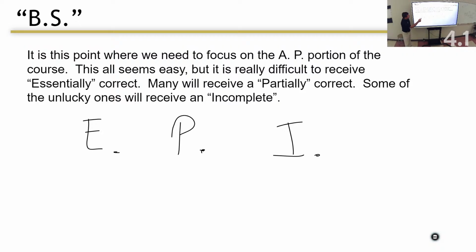E is what? Essentially correct. It doesn't say exact. It's not exact. You can't get exact. You can just get close. Essentially correct, partially correct, and then incomplete. They don't say incorrect, it's incomplete. Your job is to get as many of these as you can. Nobody is going to get all of them, and you don't have to get all of them. If you can't get all of those, hopefully you can get one of those. But if you don't hit that, then you get this one.